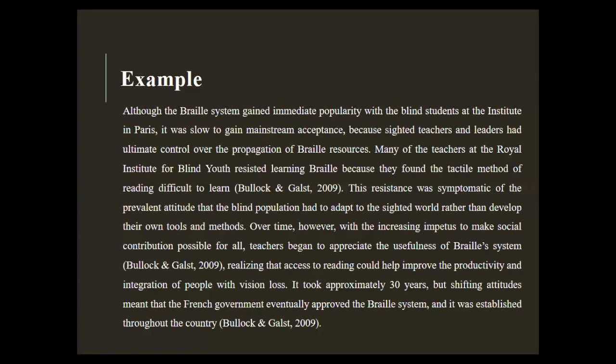It took approximately 30 years, but shifting attitudes meant that the French government eventually approved the Braille system, and it was established throughout the country. So though it was a long struggle, it took about 30 years, in the end, people's attitude changed, and then the government accepted the system and it was implemented throughout the country.